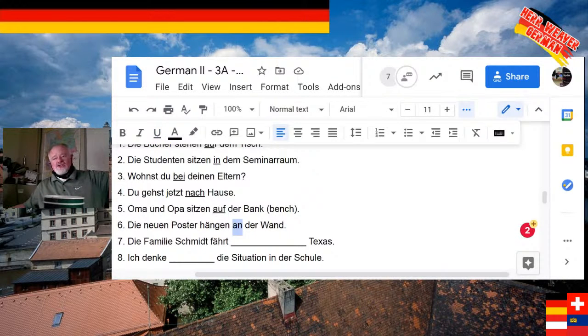Grandma and Grandpa are sitting on the bench. The posters are hanging on the wall. In English, we don't make a difference between if it's horizontal or vertical. It's only in German. Die Familie Schmidt.